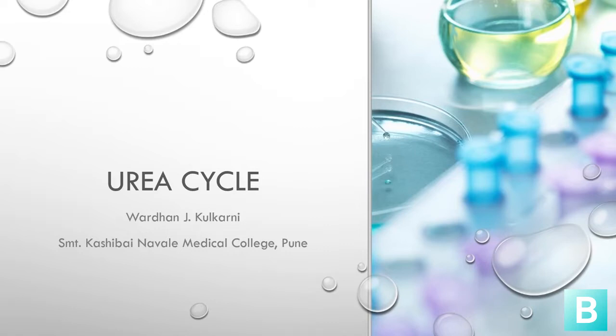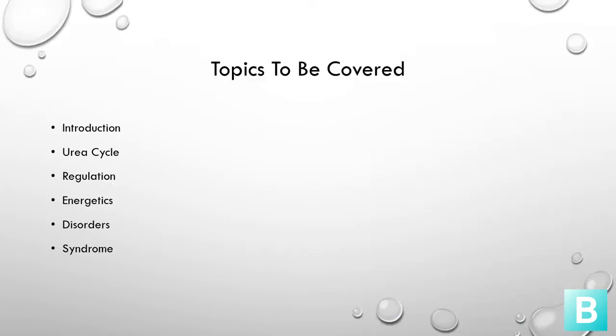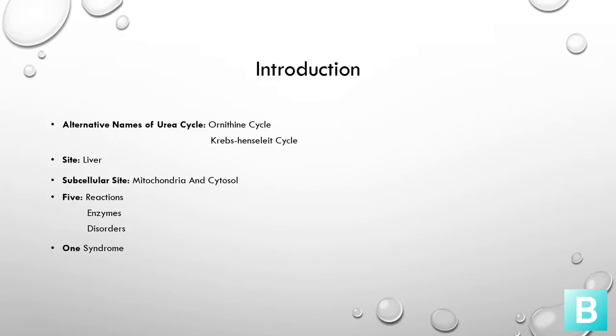My topic for today is the urea cycle. I would like to break it down in short and simple 6 segments to make it easier. Starting with introduction. Urea cycle is also known as ornithine cycle or Krebs-Henseleit cycle because it was the first cycle elucidated by Hans Krebs and Kurt Henseleit.